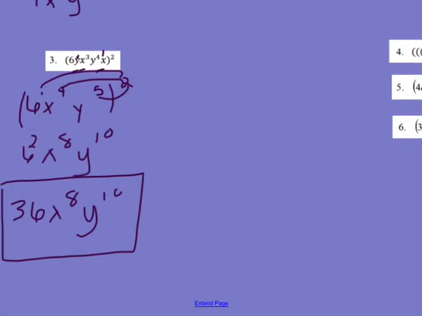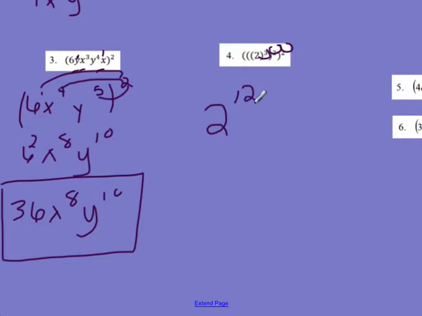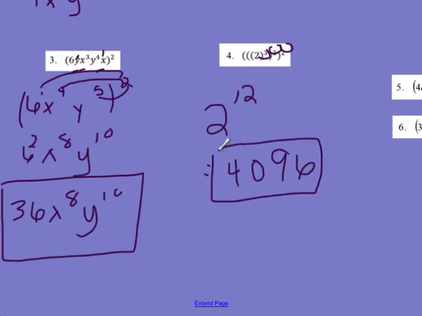Next, let's take a look at number 4. For number 4, we have 2 to the 3rd power to the 2nd power to the 2nd power. Remember that when you take a power of a power, you're really multiplying those exponents. So we can multiply all of these exponents together. We have 3 times 2 times 2. Well, 3 times 2 is 6, times 2 is 12. So I have 2 to the 12th power, which is really just 2 times 2 times 2 times 2 times 2 times 2 times 2 times 2 times 2 times 2 times 2 times 2. So you're really multiplying 2 by itself 12 times. And when you do it all those 12 times, you end up getting 4,096 for your answer for number 4.